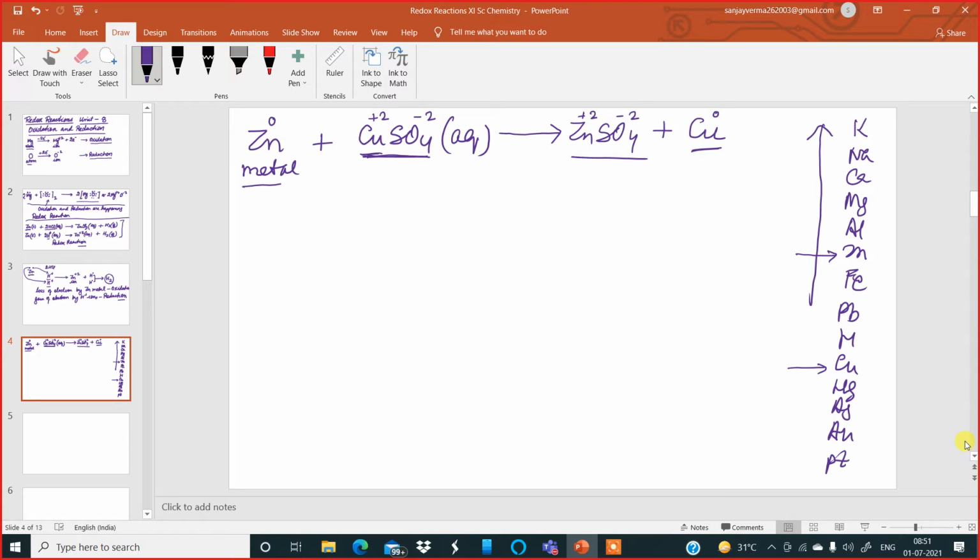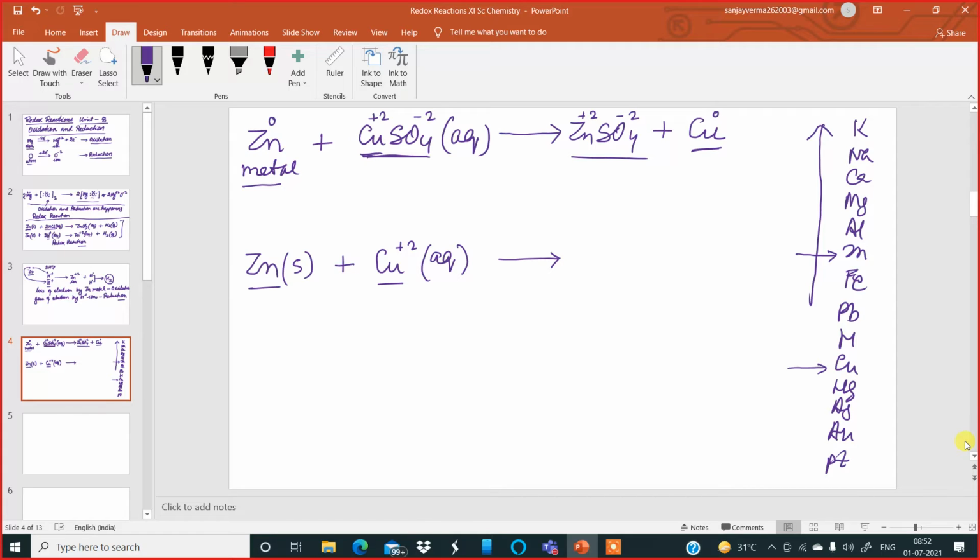Now I am going to write this equation once more. Zinc metal plus, I'll write only the metallic part, copper ions. From where? Copper ions from copper sulfate solution, which is in aqueous solution. So zinc metal plus copper ions. Now see what is happening. This zinc metal will give two electrons to this copper ion.